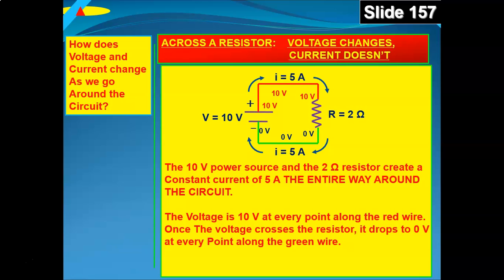It can't be faster in one place than the other, otherwise the electrons would bunch up in that one place where they're faster. So it's 5 amps all the way around, from the battery all the way around through the resistor and back to the battery.